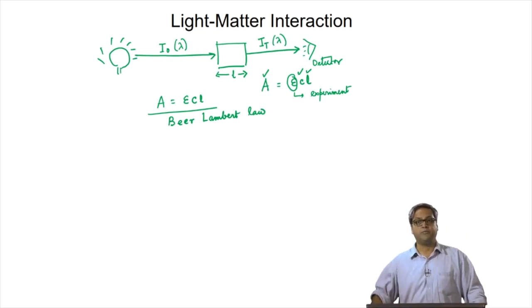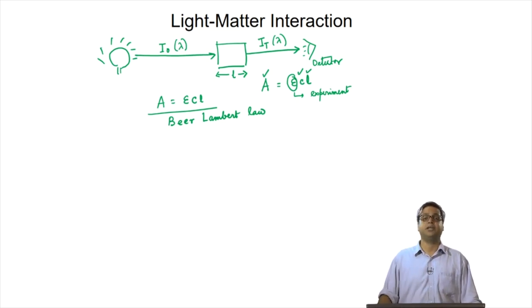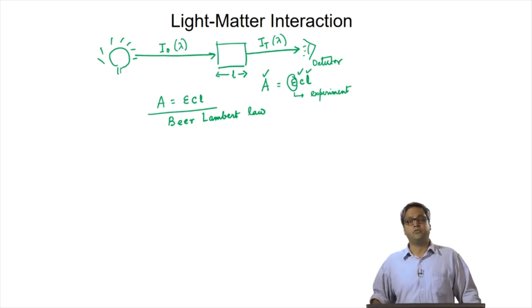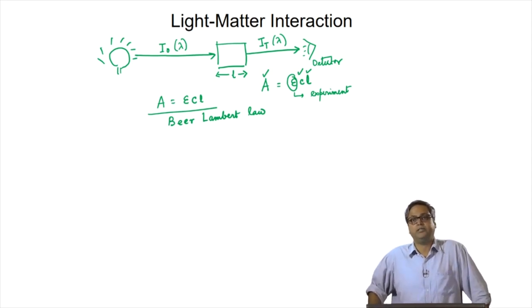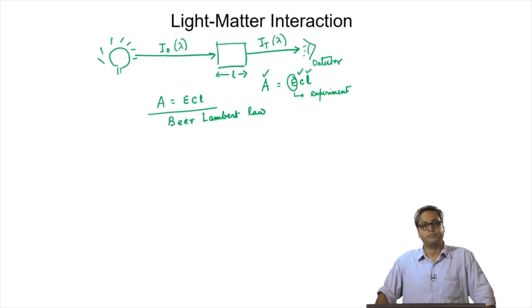Historically, Lambert found out absorbance is proportional to L, and much later, Beer discovered that absorbance is proportional to the concentration C. Later, these two findings of Beer and Lambert were combined to obtain the Beer-Lambert law.